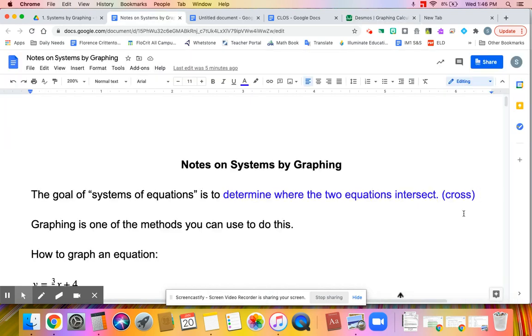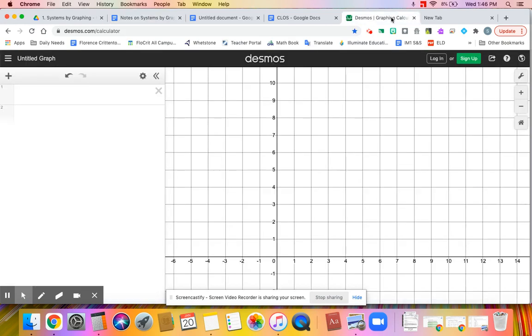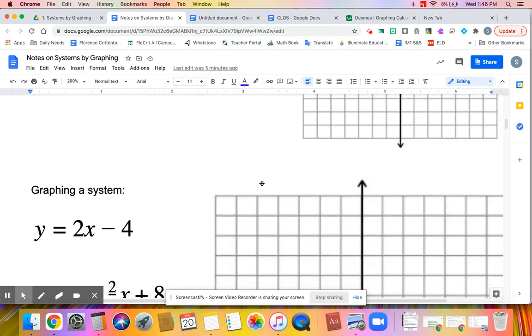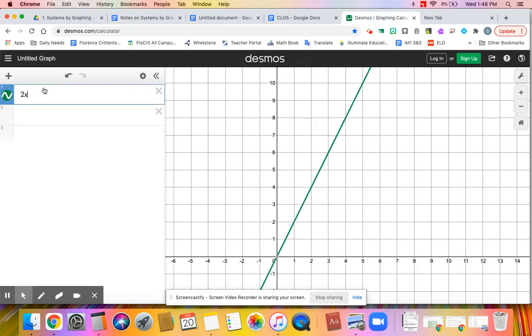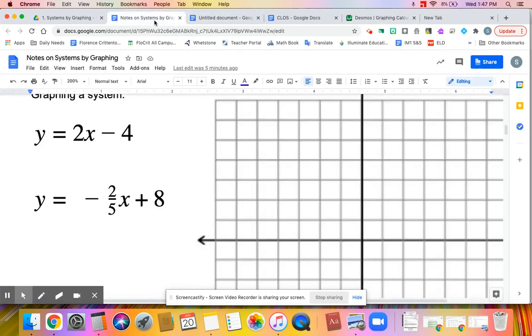If I go back to my notes, our goal of the system of equations is to determine where the two lines intersect, and one way you can do it is by graphing. As I was showing here, we can just put the two graphs together and find where they cross. With Desmos, this is very easy. For example, if I scroll down to an example, 2x minus 4 and negative 2/5 x plus 8.